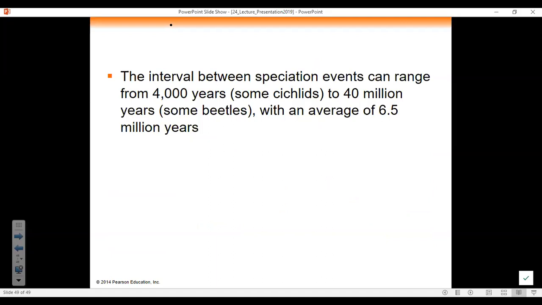Sometimes speciation can happen over just a few thousand years. Sometimes it takes millions of years. But every time it happens, it gives us diversity and makes us potentially best fit for our environment. And that is all we're going to do for today.